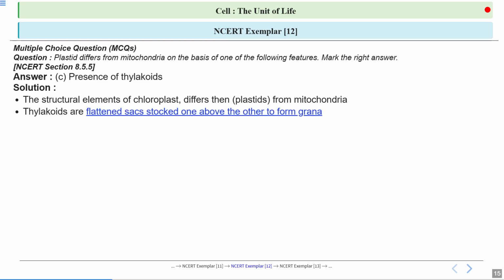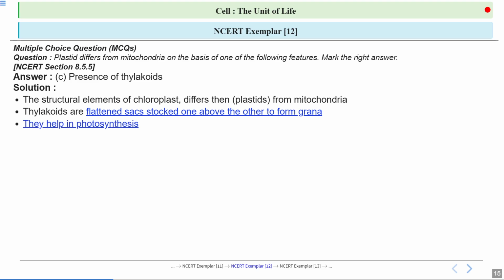Thylakoids. They are the flattened sacs stacked one above the other to form the grana. You can take coins, a 5 rupee coin or 10 rupee coin, and just put one above the other and make a pile of coins. Similarly, the thylakoids in the chloroplast are placed one above the other. And there is a pileup of these thylakoids, and that particular structure is called grana, right?